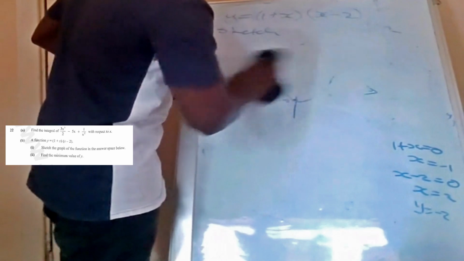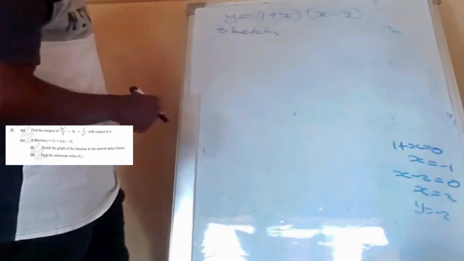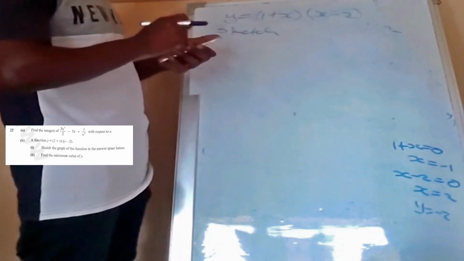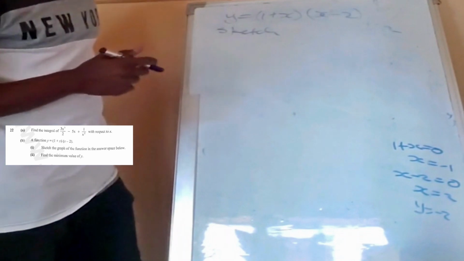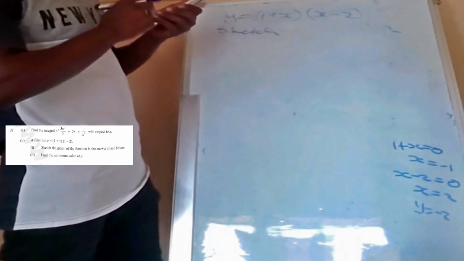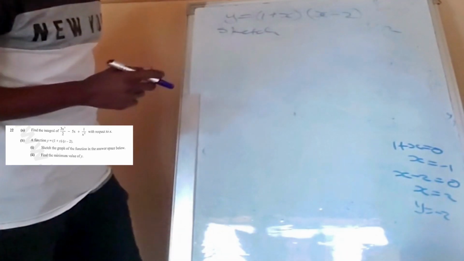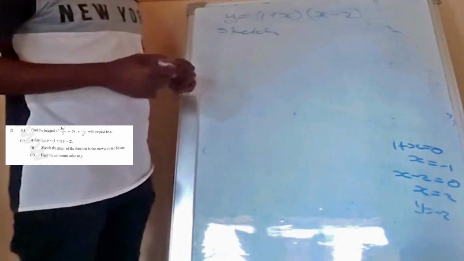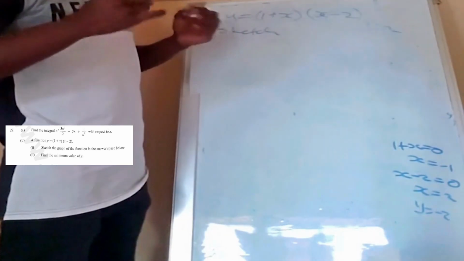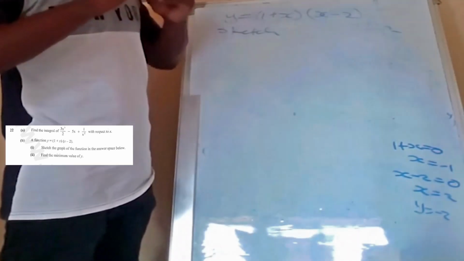So this was question 22A. Question 22B is saying find the minimum value of y. How do you find the minimum value? So minimum value simply means the point at which the gradient is 0.